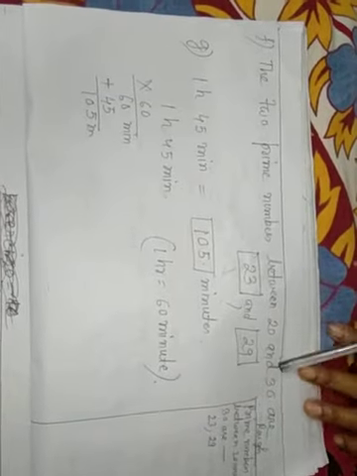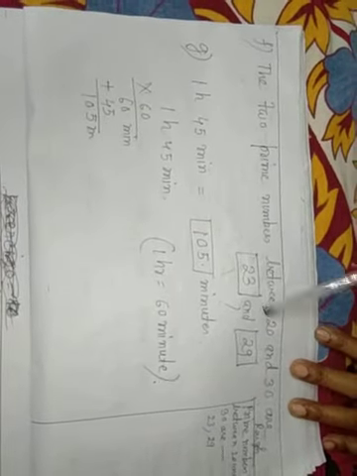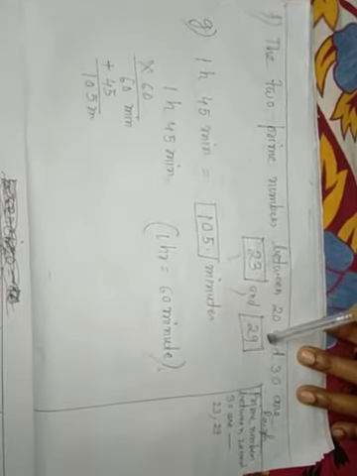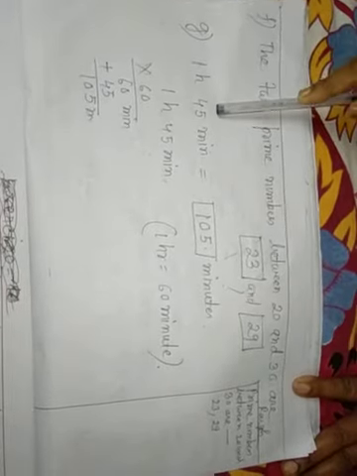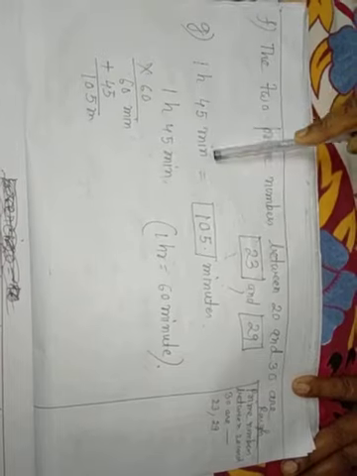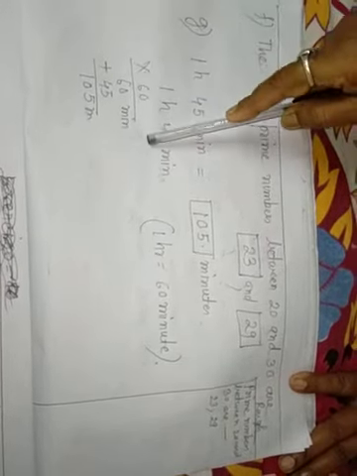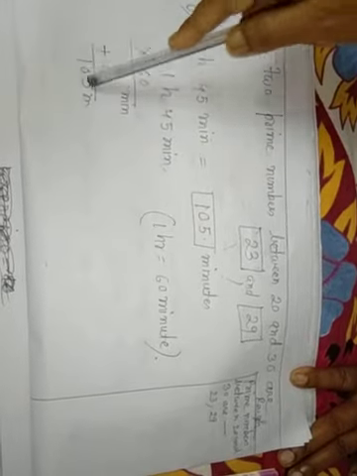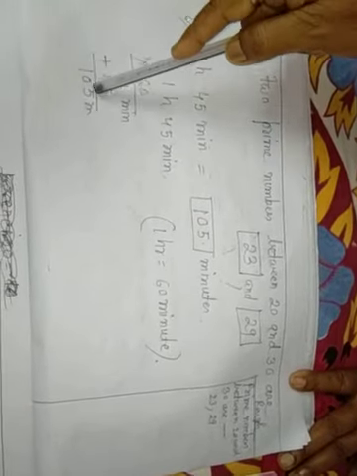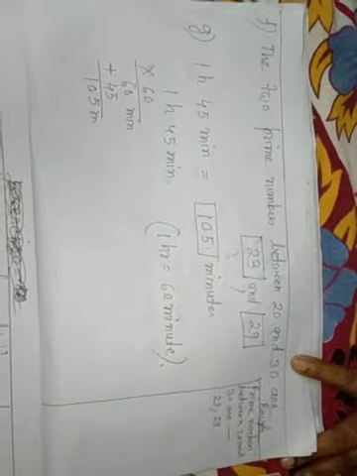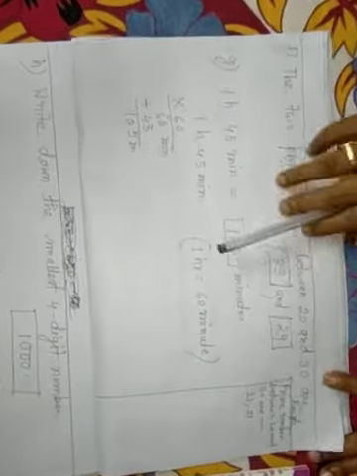F. The two prime numbers between 20 and 30 are 23 and 29. G. 1 hour 45 minutes equal to how many minutes? 1 hour equal to 60 minutes plus 45, that is 105 minutes. So 1 hour 45 minutes equal to 105 minutes.